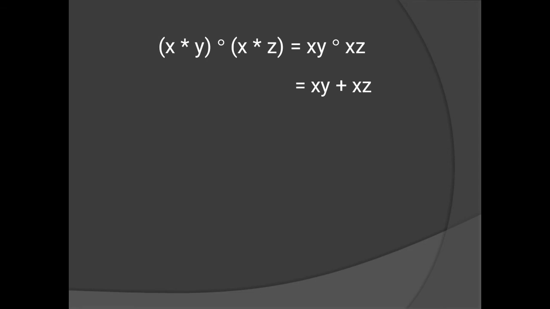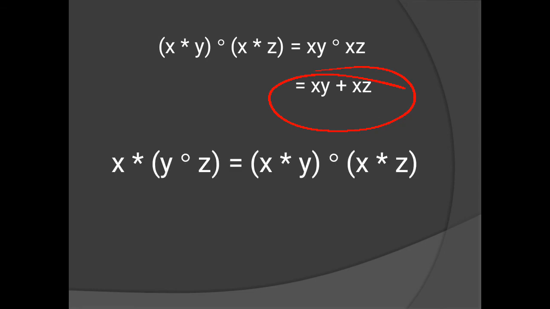Now we have xy operation xz. Xy is now the first one, and xz is the second one. Now we have the operation circle, which says first one plus second one. So first one, xy, plus second one, xz. So it's going to be xy plus xz. So comparing the first one and the second one, you can see they are the same.